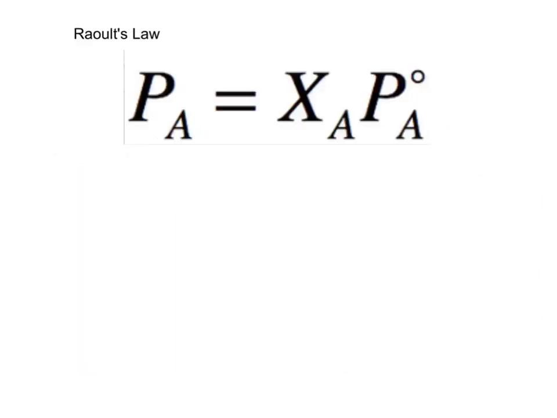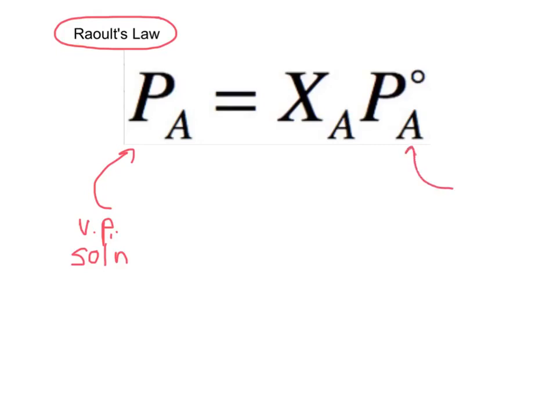We can actually calculate the vapor pressure of our solution using something called Raoult's law. Okay? This P_A is the vapor pressure of the solution. P_A, with a kind of prime, is the vapor pressure of the pure solvent. Okay, and that's usually just found in a table, right? Remember, we have all those vapor pressures of water at different temperatures. And then remember, this is mole fraction.